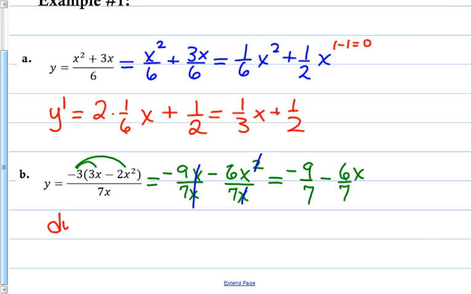All right, so derive. So let's call this one dy dx, just to change it up a bit. Negative 9 over 7 is a constant. Constants become 0. 0 minus, okay, negative, or, well, I already wrote the minus. 6 over 7x, that just leaves 6 over 7. So, of course, my answer is just negative 6 over 7. I don't need the 0.